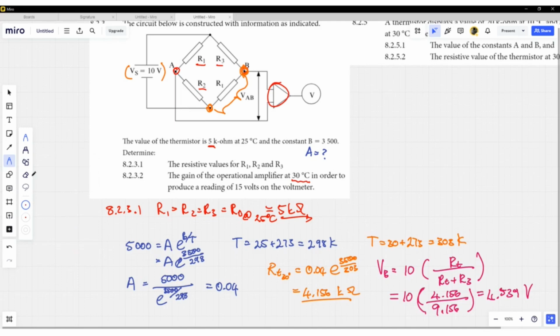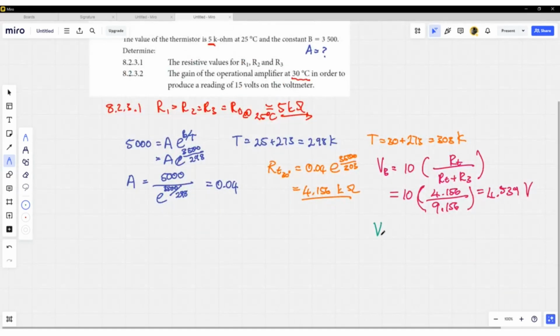Right, but we also need to calculate what the voltage at point A is going to be. Voltage at point A is going to be quite easy to calculate because R1 and R2 are the same values. So when these two are equal, that just means that the source voltage is just going to split equally between those two resistors. That means VA is just going to be VS over 2, which is then 5 volts.